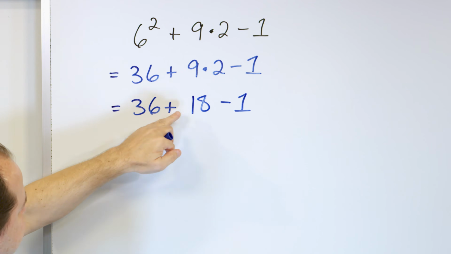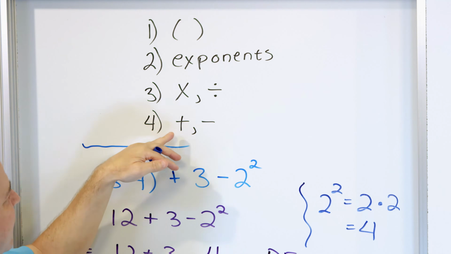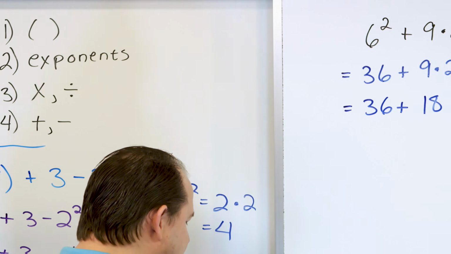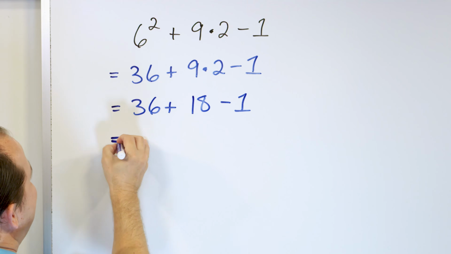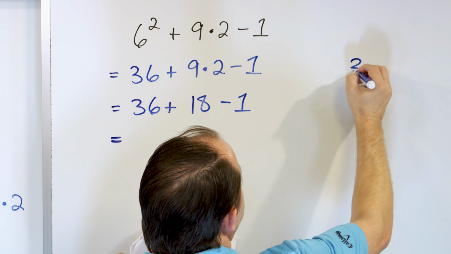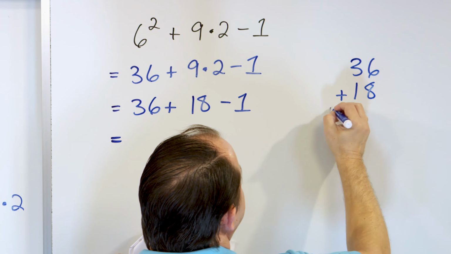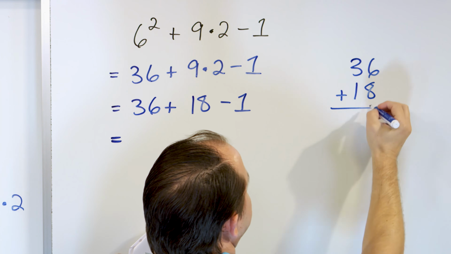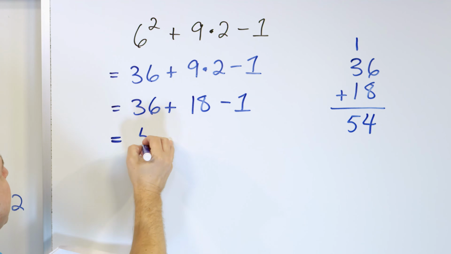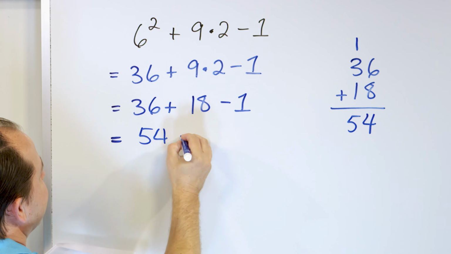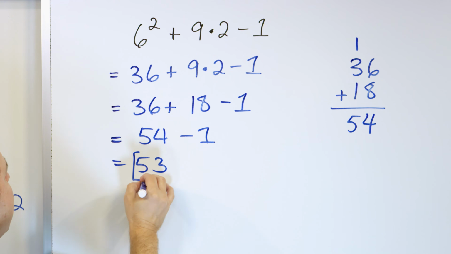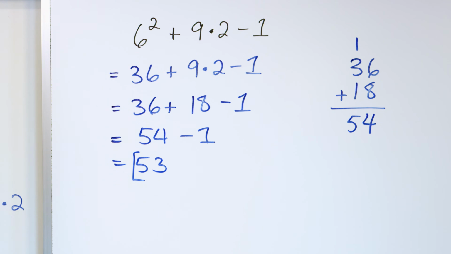Now we have addition and subtraction. Remember, addition and subtraction come last, and you do them left to right like reading a book. One does not really come before another. We just add. Now, what is 36 plus 18? Maybe you're not sure, so go over here, 36, 18, add. That's going to be 14. 3, 4, 5. You have 54. So this becomes 54 when we add these together. We then have to finally subtract the 1. We get 53. And that's the final answer.